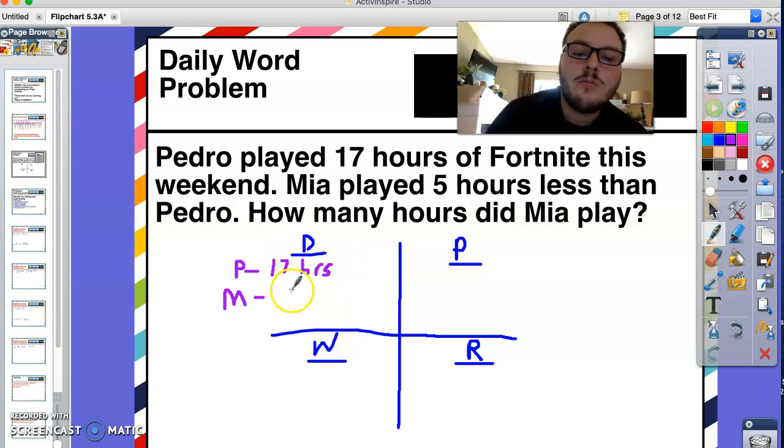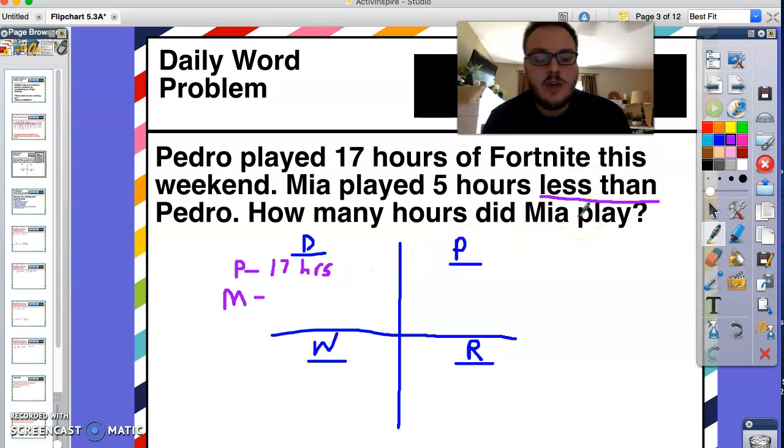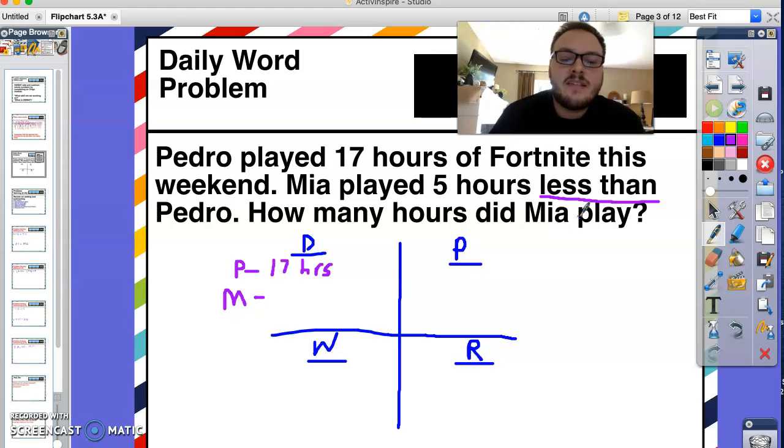Now, how could we solve that? Do we know exactly how many hours Mia played? Does it say Mia played 5 hours total? No, it says 5 hours less than. So, less than is actually a key word that we're going to use to help us solve this problem. Less than means subtract. So, we could go back in our data and put a question mark for now.